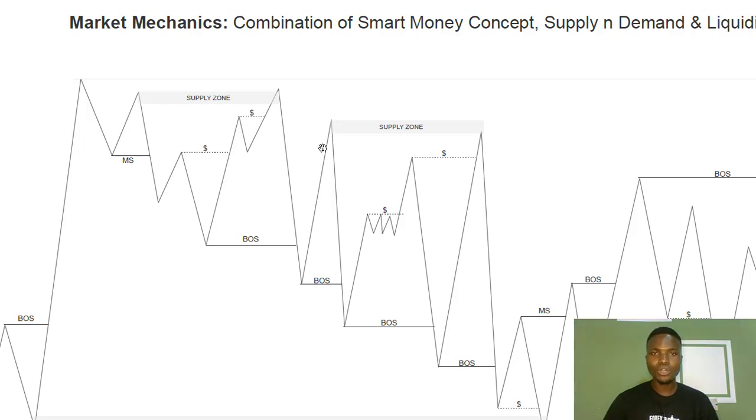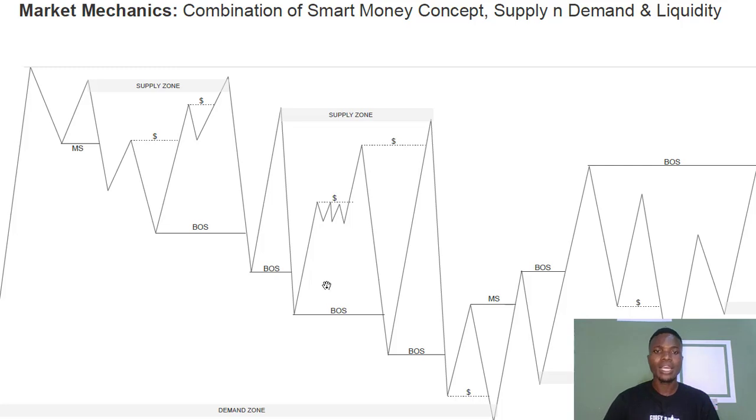When there is a reversal in the market right here, we can see that the sellers are still in control of the market. They still have more power to push the price down, and they pushed the price down right there, creating another break of structure. And then when they go right there, they need to seek more liquidity in the market before they continue their downward movements.